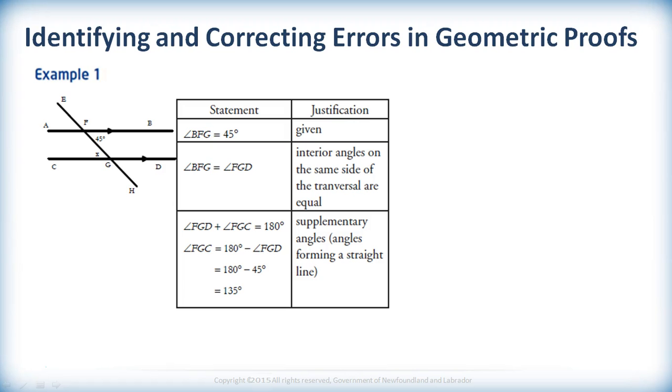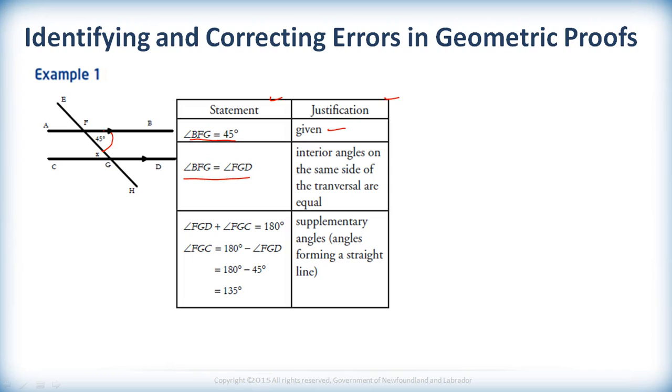Okay, the one thing we have to be careful about, or one thing we want to note, is that you should also be pretty handy at identifying errors in proofs like this. Okay, so here's a statement and a justification for a two-column proof. So we've got BFG equals 45 degrees. Okay, and I can see that here. That's a given. And then it says interior angles on the same side of a transversal are equal. So BFG equals FGD. I don't think so.